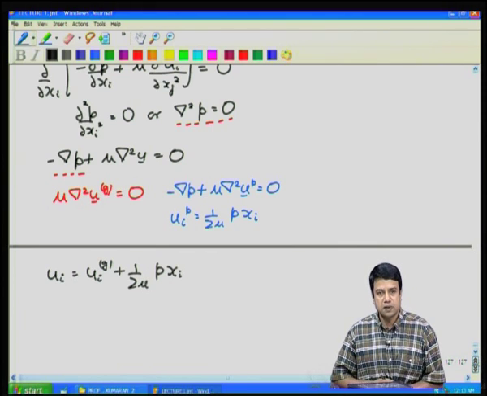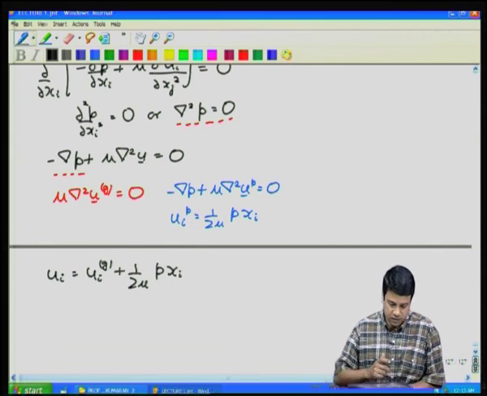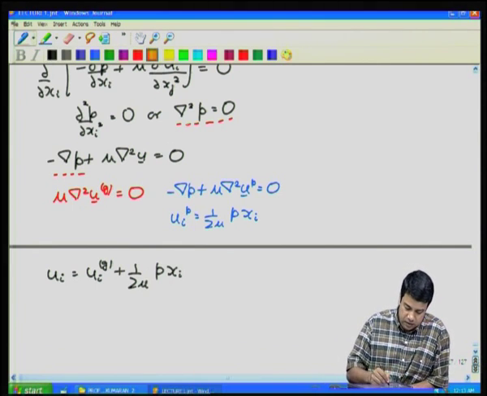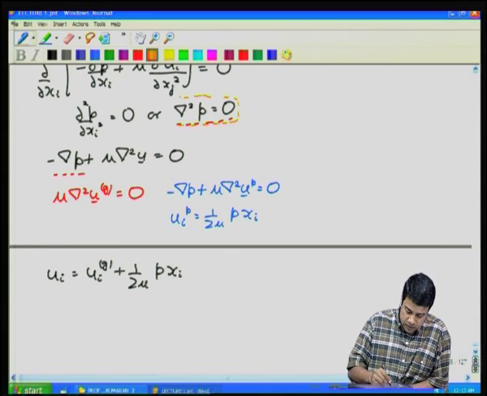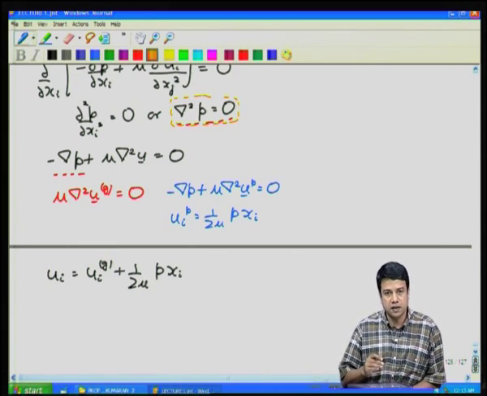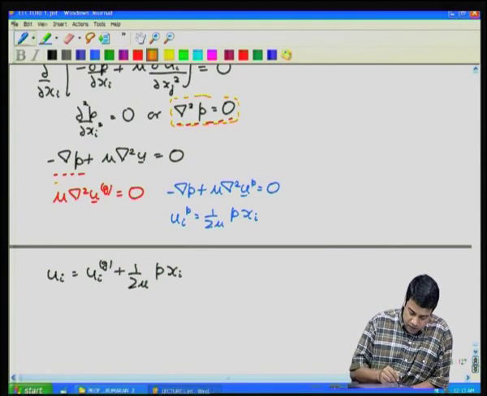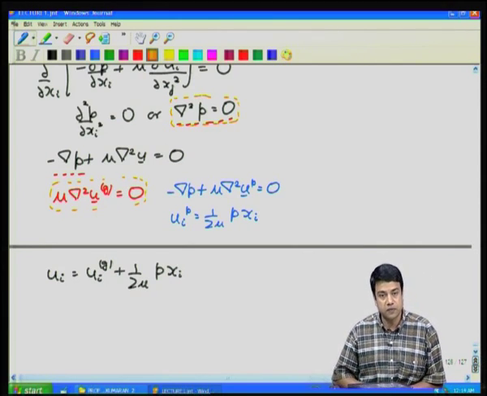So, in this solution strategy, we have now reduced the equation to two equations, for the pressure and the general form of the velocity field. This is the equation for the pressure. It says that del square p is equal to 0, where p is a scalar. This is the equation for the general solution for the velocity field, which says that del square of u general is equal to 0. U general is now a vector, and the final solution for the velocity field is obtained as u is equal to u general plus 1 by 2 mu times the pressure times x I.